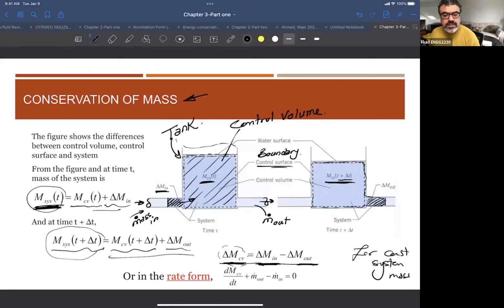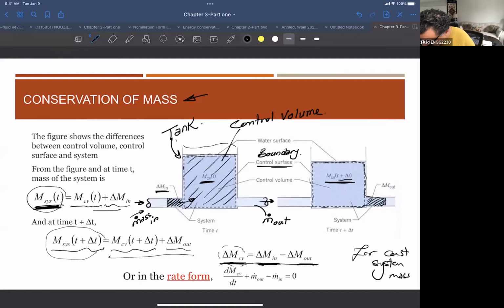This is the way we do the analysis to find the relation for the mass flow rate, or the conservation of mass of a certain control volume. Now we can say that the change of the mass of the control volume depends on how much is coming in minus how much is going out. We can write the same equation, but differentiate with respect to time. We can say it is in the rate form. Rate form here means differentiating with respect to time.